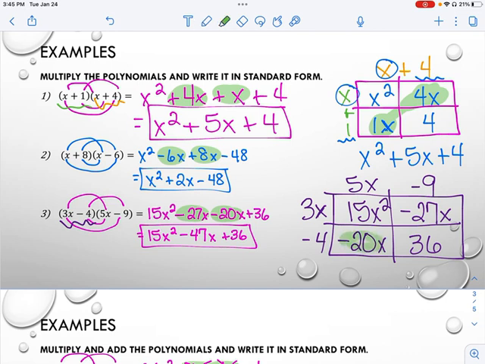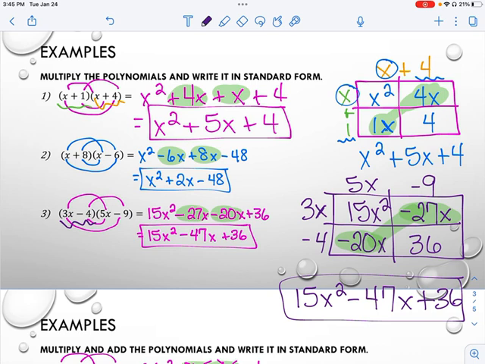I look for my like terms. They're right there in the middle, diagonal from each other. Now I just simply write in what I have. I have 15x squared. I put those together, so negative 27 and a negative 20, that's a negative 47x, and plus 36. So notice you're getting the exact same answers. It's just a different technique. So you can do drawing your arrows, do your FOIL, combining, or you can even use the Punnett square idea, whichever one works best for you.